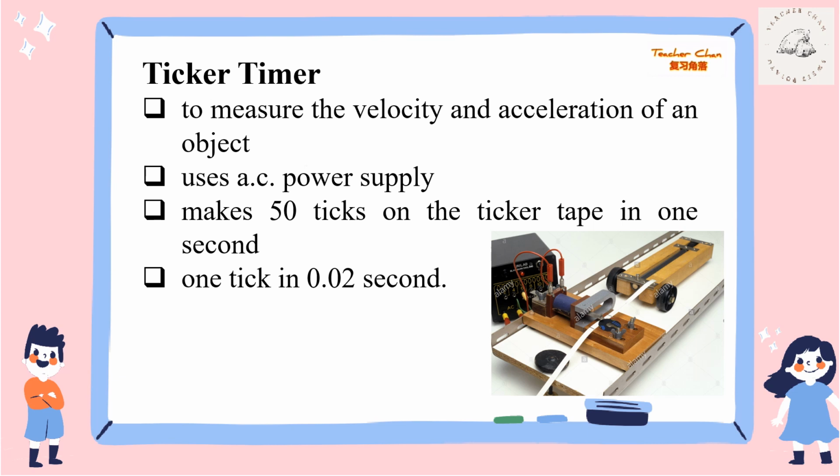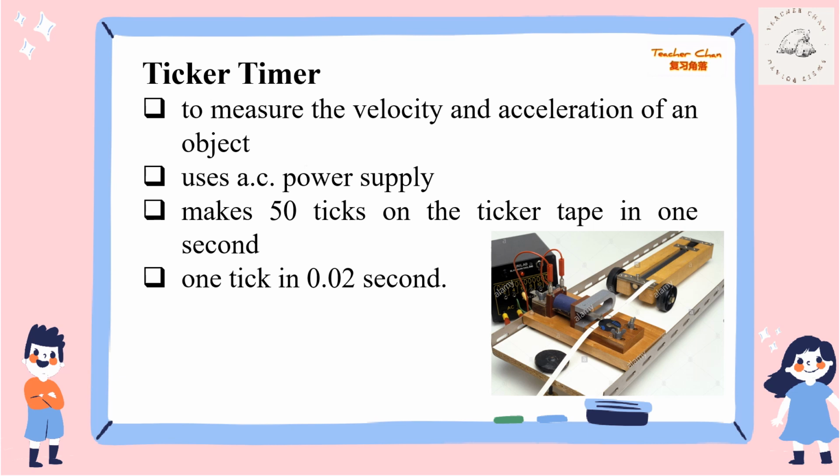Ticker timer. The function of this instrument is to measure the velocity and acceleration of an object. Normally, we can find the ticker timer in the laboratory, because when we want to find the motion of an object, we usually use this instrument. Or now in the KSSM syllabus, we use a more advanced, more accurate instrument. We call it a photogate.